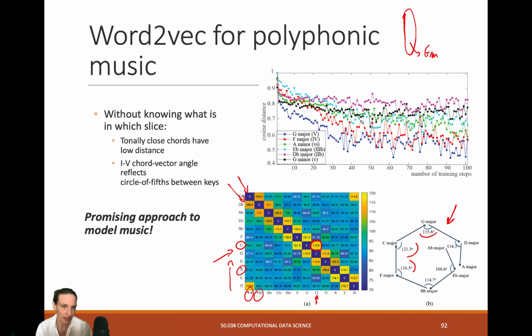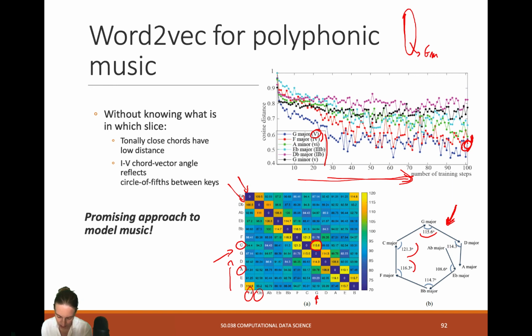We also found that the 1 to 5 chord vector angle reflects this circle of fifths. That is exactly what we see here in this graph. We also see how the distance between chords and the C chord, so 1 in the numerical values, the distance between 1 and all of these other chords evolves over the course of training the model. So we see that the blue one, the G major, which is the fifth, which is very important in a key, becomes a lot smaller.